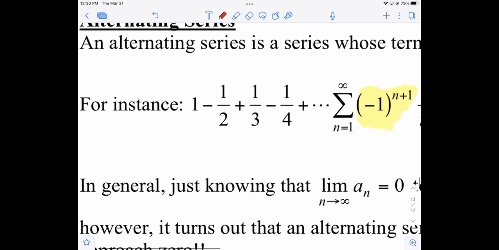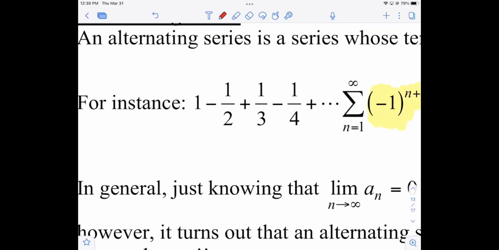also is an alternator. So that's the sneaky one. It's also pretty easy to recognize when you have the series listed out because obviously you're going to see the signs change, plus, minus, or minus, plus, either one. Now, alternating series are important because they show up in the rest of the sections. And in fact, the last thing in chapter 9 involves alternating series because there is an error bound.